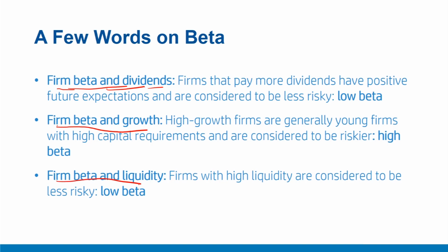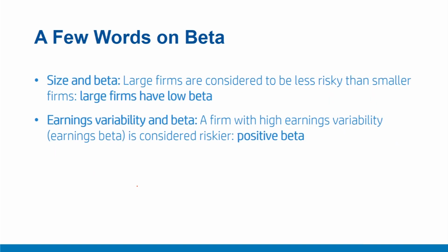So firm beta with liquidity. Next, large firms are considered to be less risky than the small firms, and therefore size is considered to be negatively related to beta. Finally, a firm with high earnings variability is considered riskier, and therefore earnings beta is expected to have a positive relationship with the security beta.